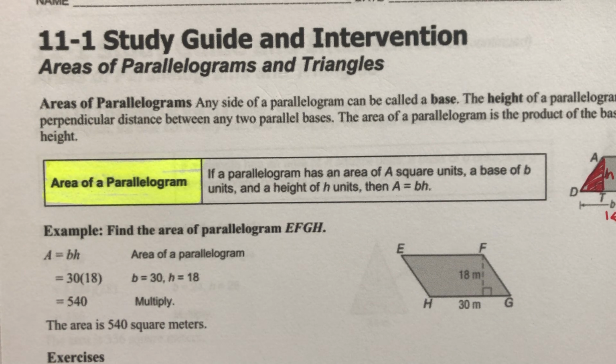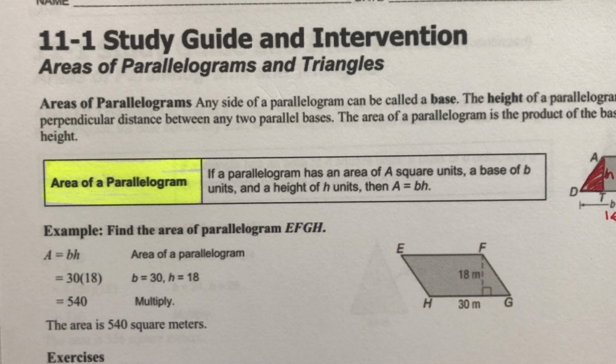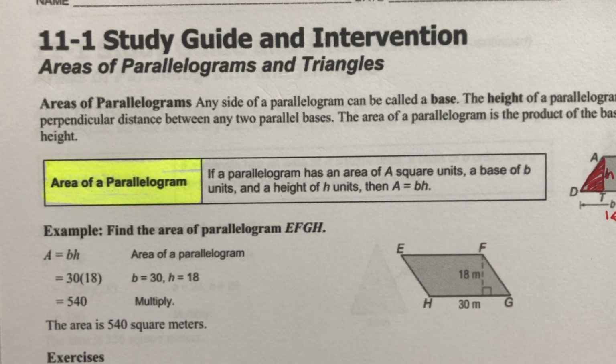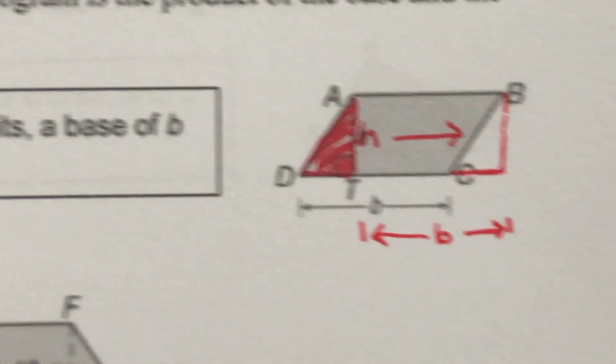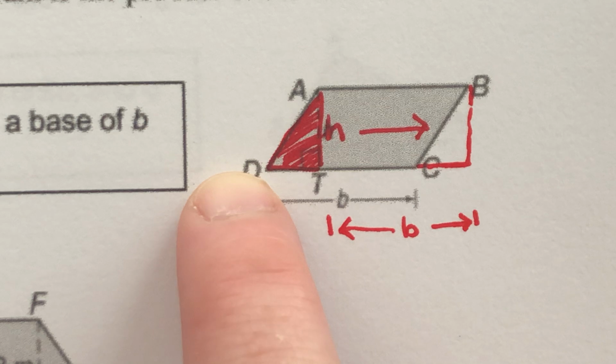Okay, so for the area of a parallelogram, don't forget that a parallelogram is a quadrilateral, a four-sided shape, where the opposite sides are both parallel. So the top and bottom are parallel. To figure out the area, I want you to think of it as a rectangle that had the corner cut off and just moved over to the side, right?